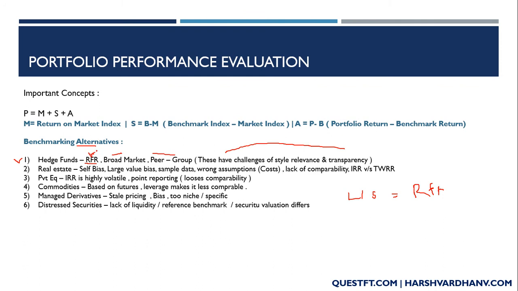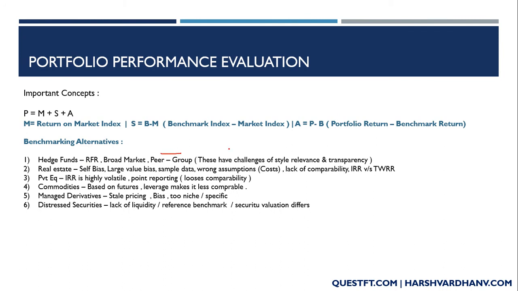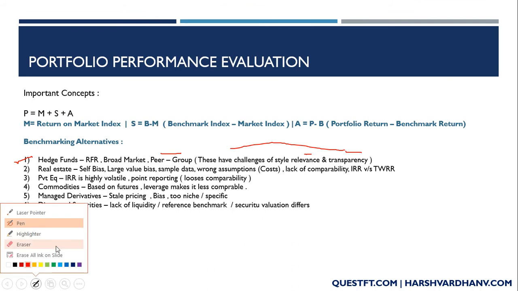So RFR becomes your benchmark. If the hedge fund is slightly diversified, a broad market index can become the benchmark. But if the hedge fund is not really transparent, it's quite opaque, so you need to take the peer group. If it's a real estate hedge fund or a real estate based fund, the peer group, how they are performing, that will become your benchmark. But all these have challenges of relevance and transparency, because that is the nature of hedge funds, right? If it becomes transparent and it becomes liquid, then it will behave like an equity.